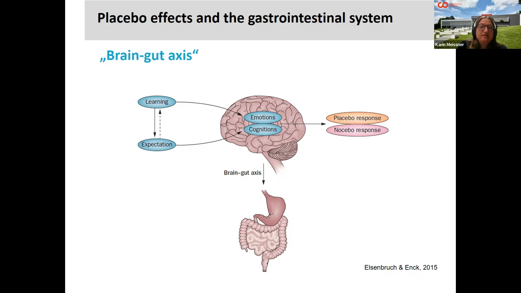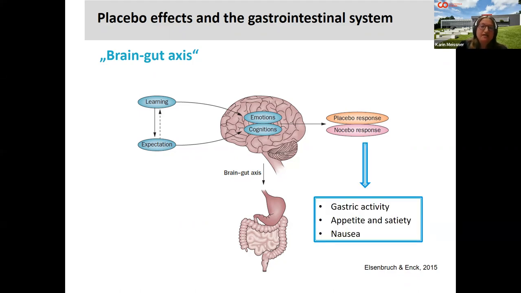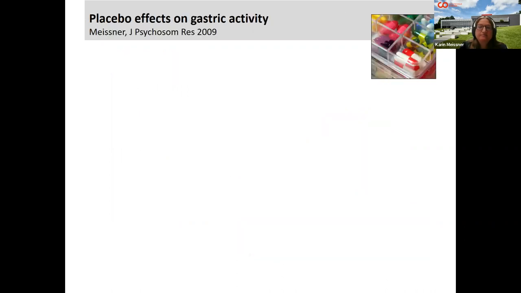And here you see a slide on the brain-gut axis. We know today that the brain and the gastrointestinal system are closely linked by neurons and the autonomic nervous system. And here I will show you studies with regard to gastric activity and its alteration by placebo interventions, also with regard to appetite and satiety, and lastly, with regard to nausea. My first study in this field was to study placebo effects on gastric activity.